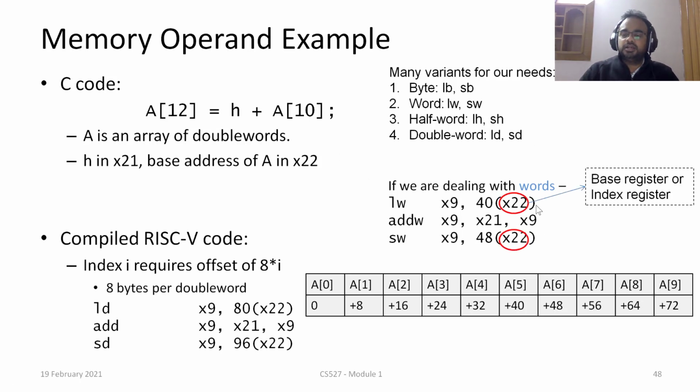So in general, the register that is holding the base address of a memory location is called the base register or index register, and the value that we add to this base register's value is called the offset. So we can say that this is base plus index type of addressing. We are going to talk about the addressing modes supported by RISC-V probably at the fag end of this module.